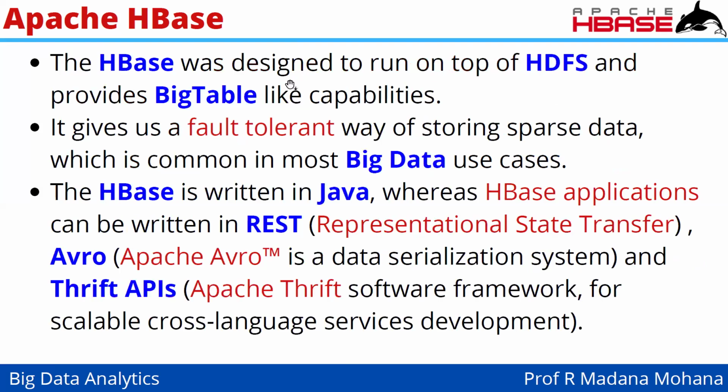HBase was designed to run on top of HDFS and provides Bigtable-like capabilities, whereas Apache Hive is SQL-like. It gives us a fault-tolerant way of storing sparse data, which is common in most big data use cases. HBase is also written in Java, whereas HBase applications can be written using REST, that is representational state transfer. Then Avro, that is Apache Avro, is a data serialization system, and Thrift APIs. Apache Thrift is a software framework for scalable cross-language services development.